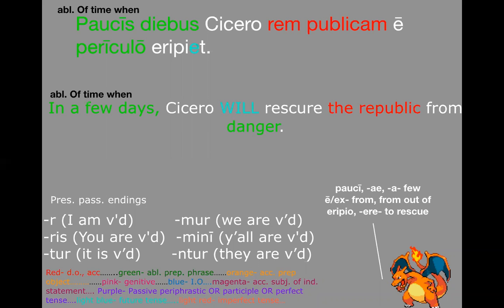In a few days, Cicero will rescue the Republic. A is short for X, so from danger.